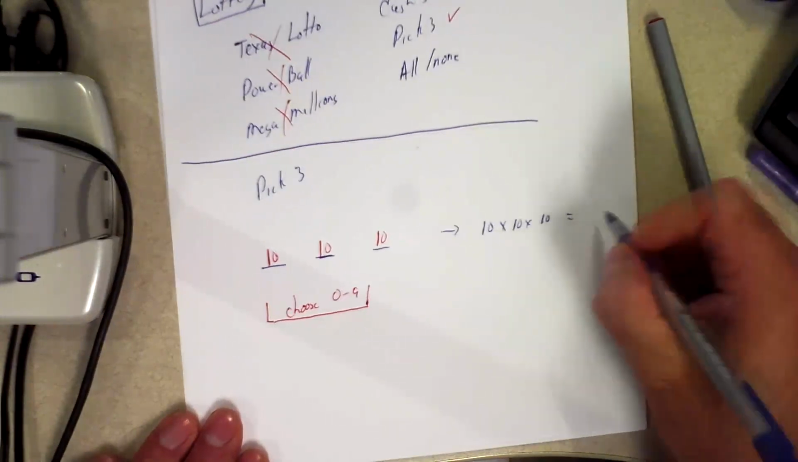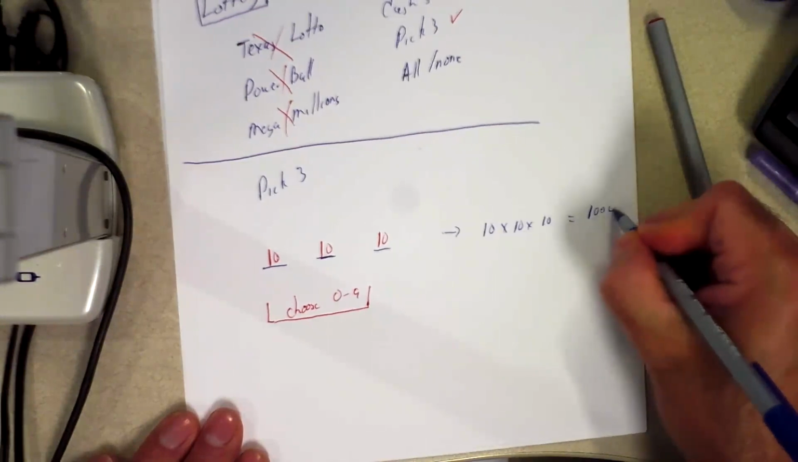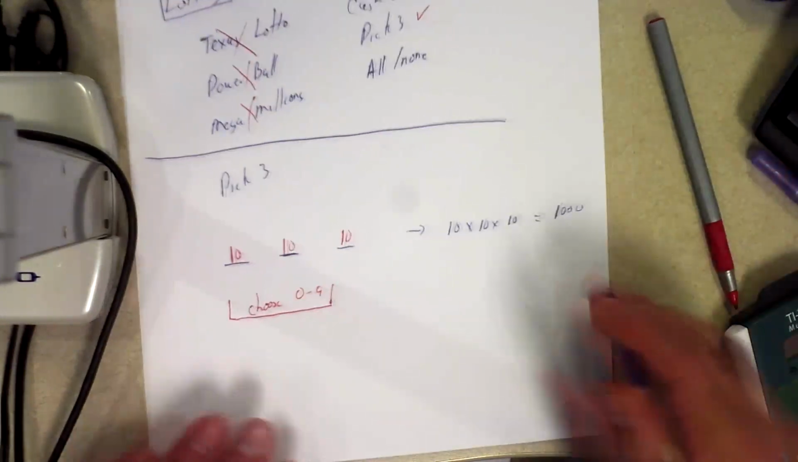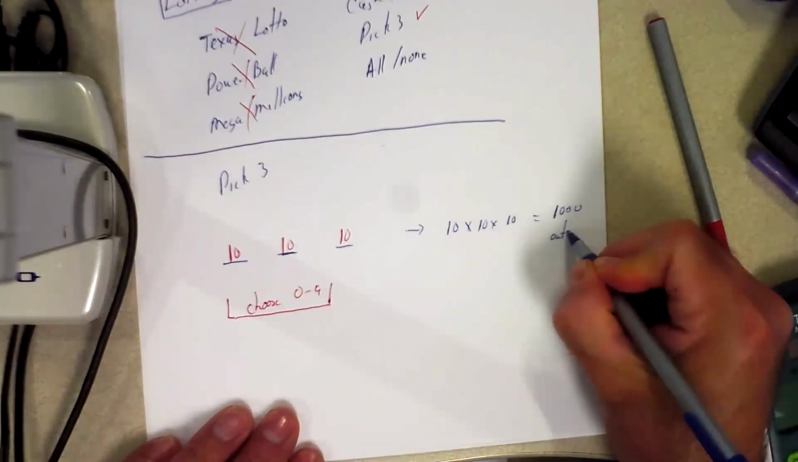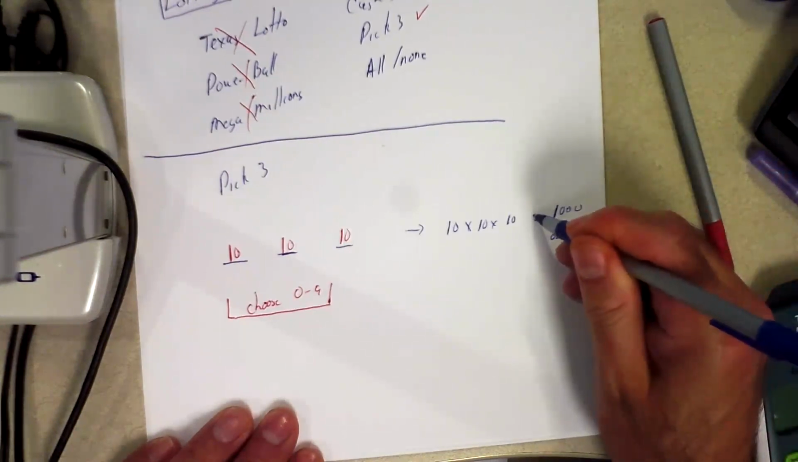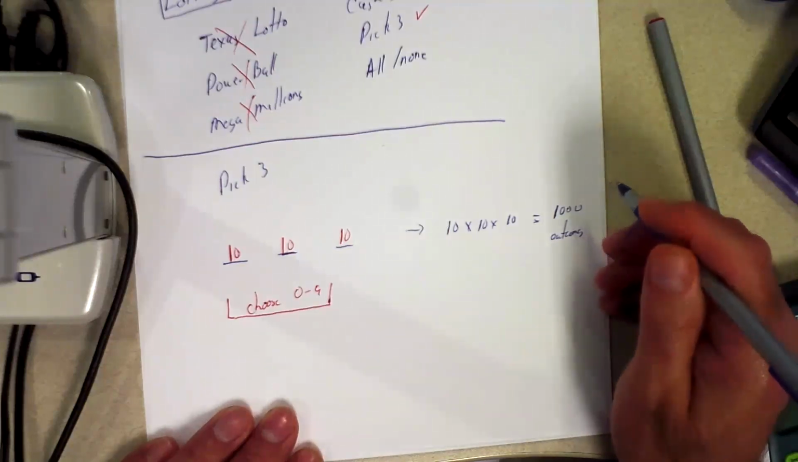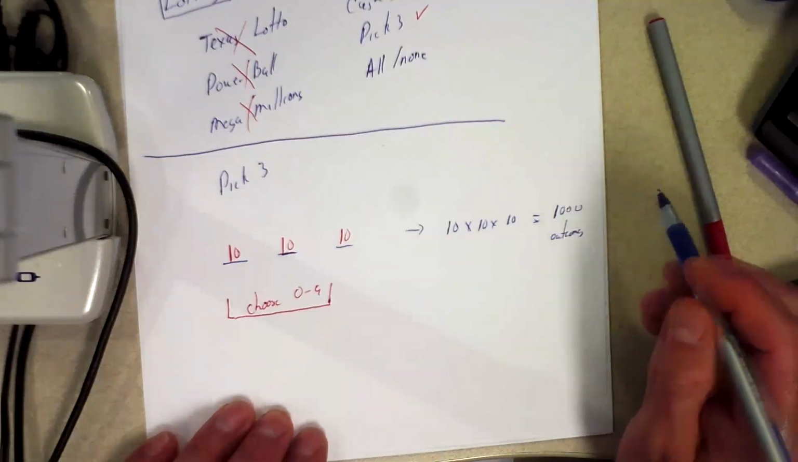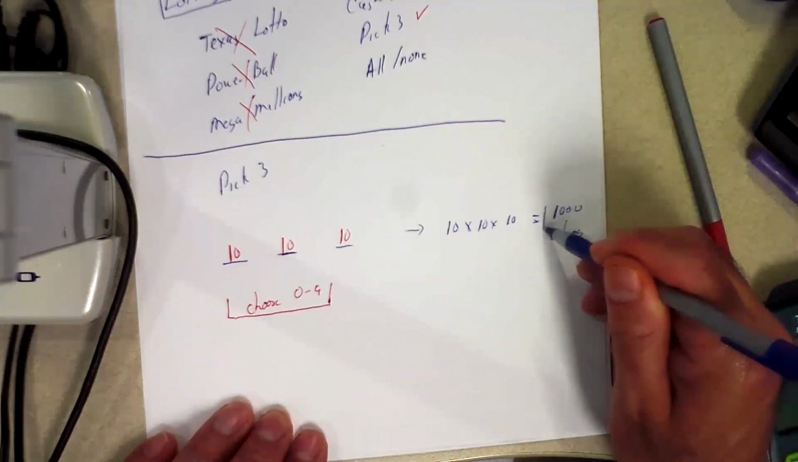So there are 1,000 outcomes. So you have 1 in 1,000 to win, which is cool. I like that game.